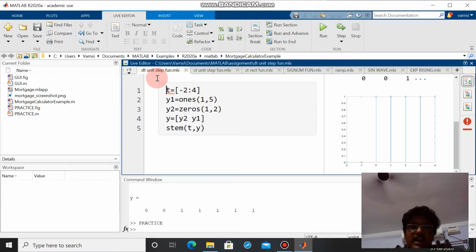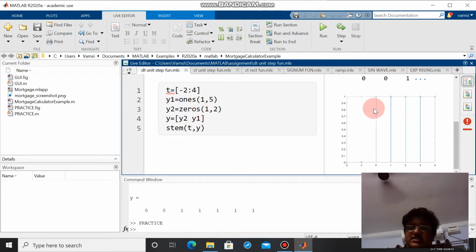As you can see here, I have already executed the codes and the graphs were obtained. So let me explain what is a unit step function. First of all, unit step function is basically for all x less than 0, y will be 0, and for all x greater than or equal to 0, y will be equal to 1. I have plotted the discrete time signals using stem functions and continuous time signals using plot functions.